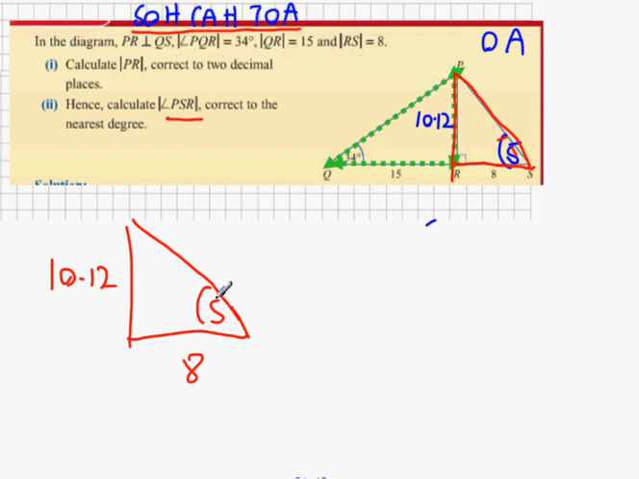So lads, Nick, sine, cos, or tan? Tan. Alright, so tan what? Tan 10.7? No, tan of the angle you're talking about. Alright. Tan S is 10.12 divided by 8. If it's an angle question, what's the last button you ever press on your calculator?